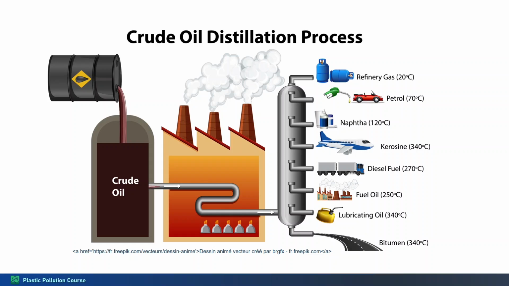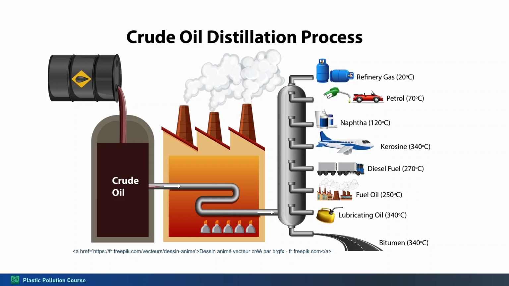Making synthetic plastics based on crude oil follows several steps. First, raw material extraction, which is essentially mining of oil, coal, or gas. After that comes the refining process of crude oil, where it is heated at high temperatures.